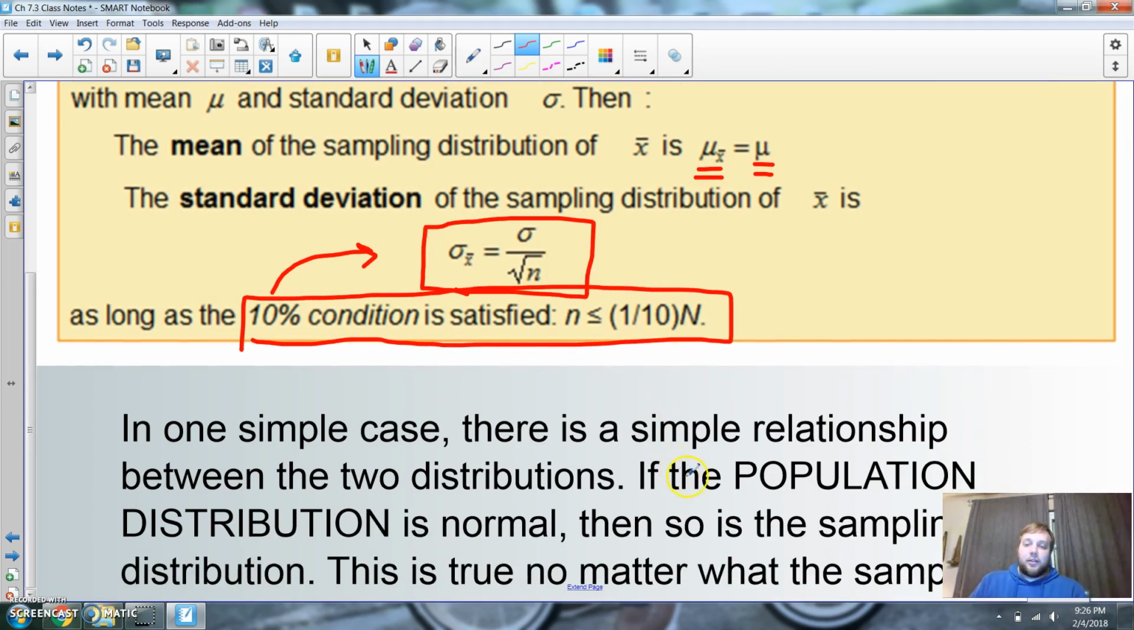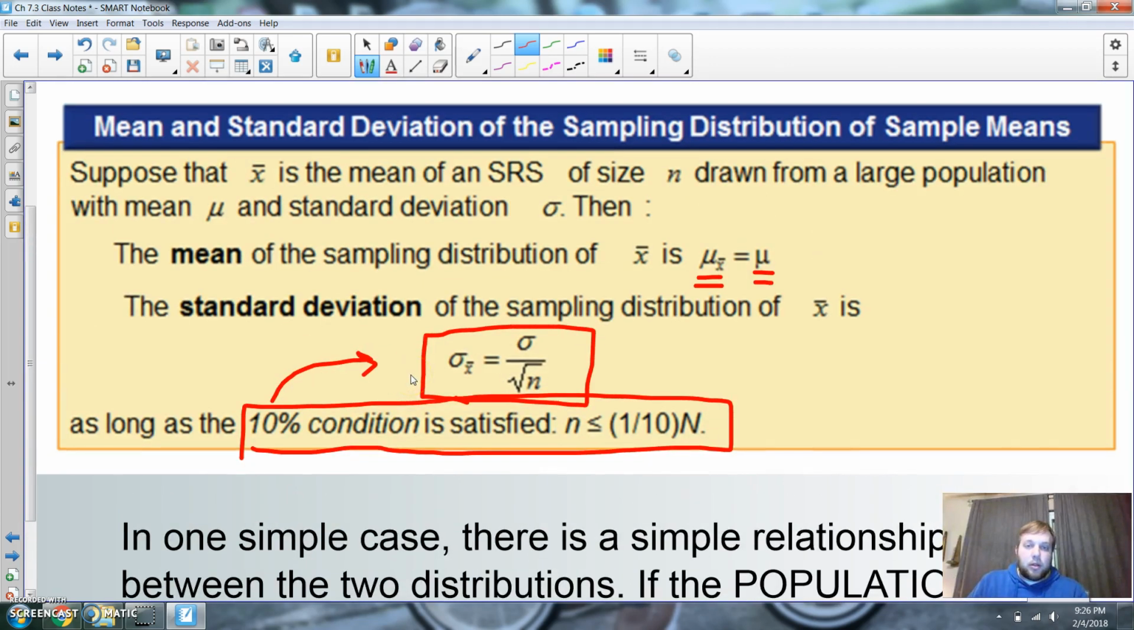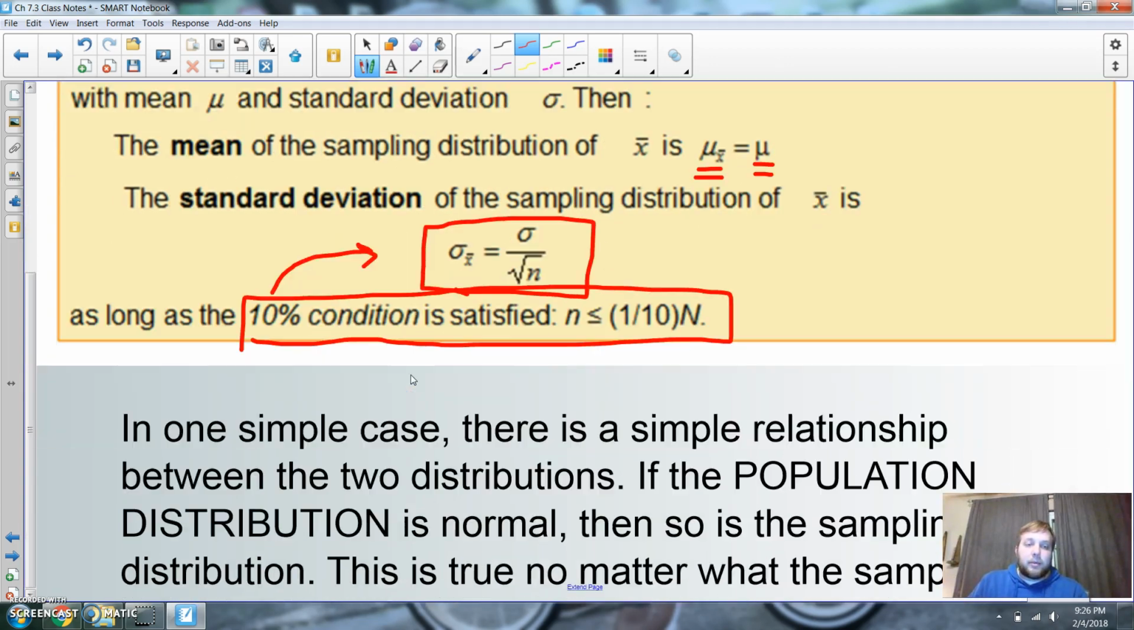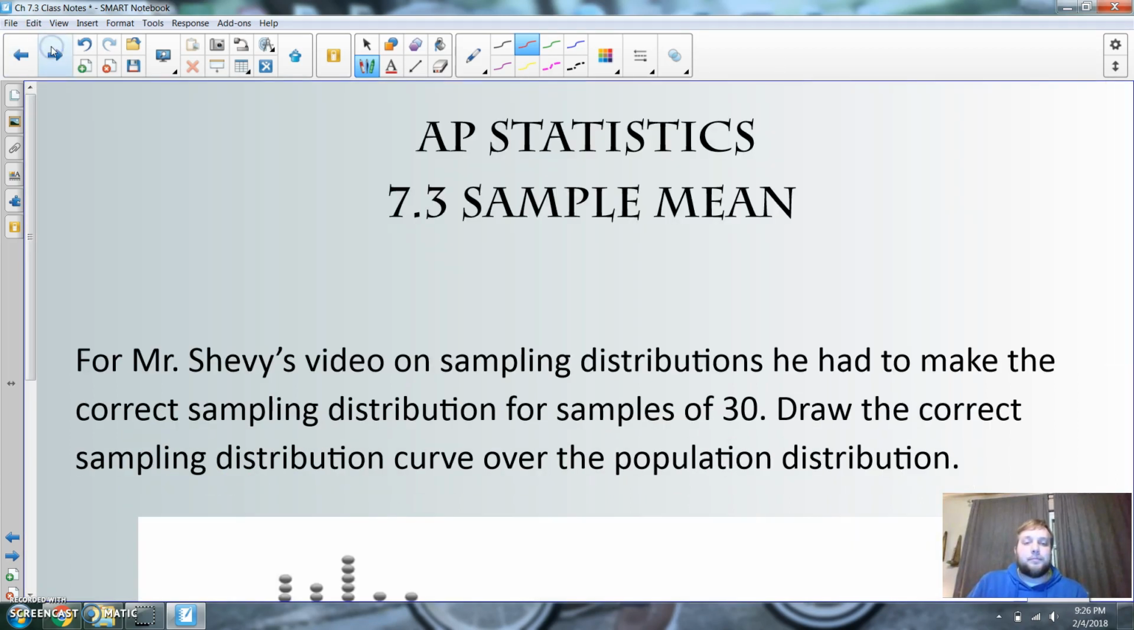In one simple case, there's a simple relationship between the two distributions. The population distribution is normal. Oh, snap. And so is the sampling. This is true no matter what. You know what? I think I'm missing a chunk somewhere. Where does it say? I think it might be the next slide. This doesn't really work. Here, let's go to the next slide.